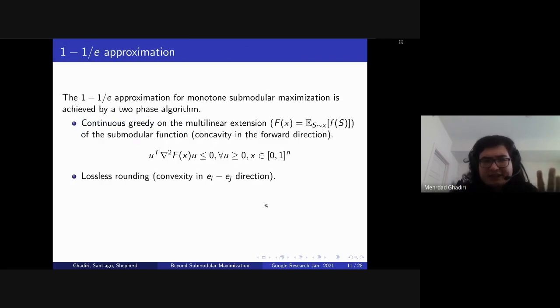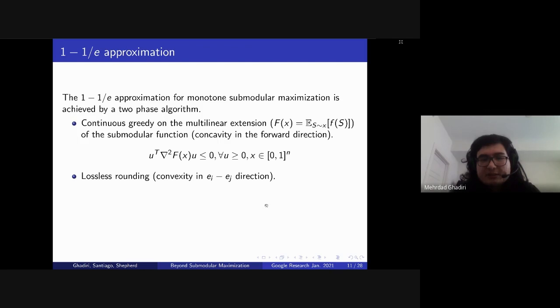So for hints on what can be done for these functions, we look at the framework for that 1 minus 1 over e approximation for monotone submodular functions. That framework has two phases. The first phase is a continuous optimization part, which works with the multilinear extension of the function. And we're going to talk about the actual algorithm a bit more later.